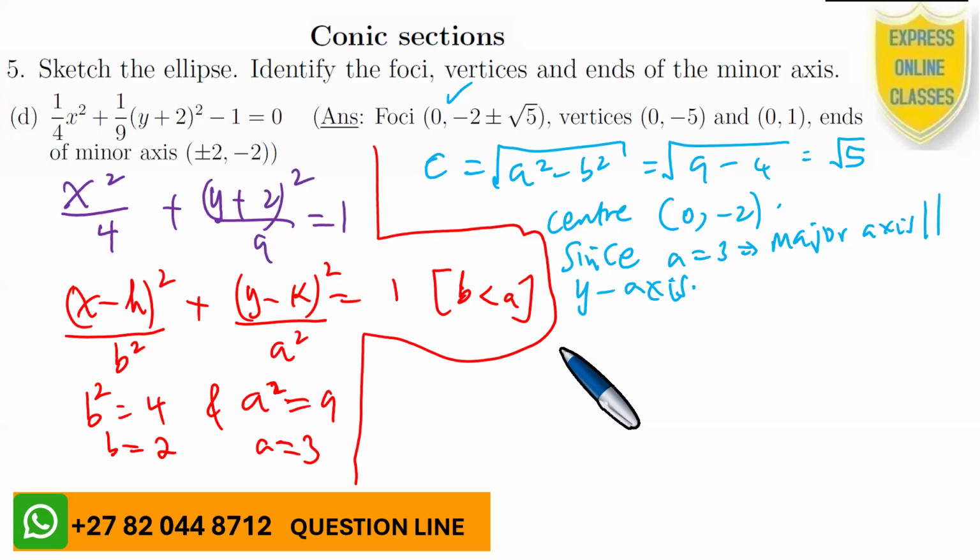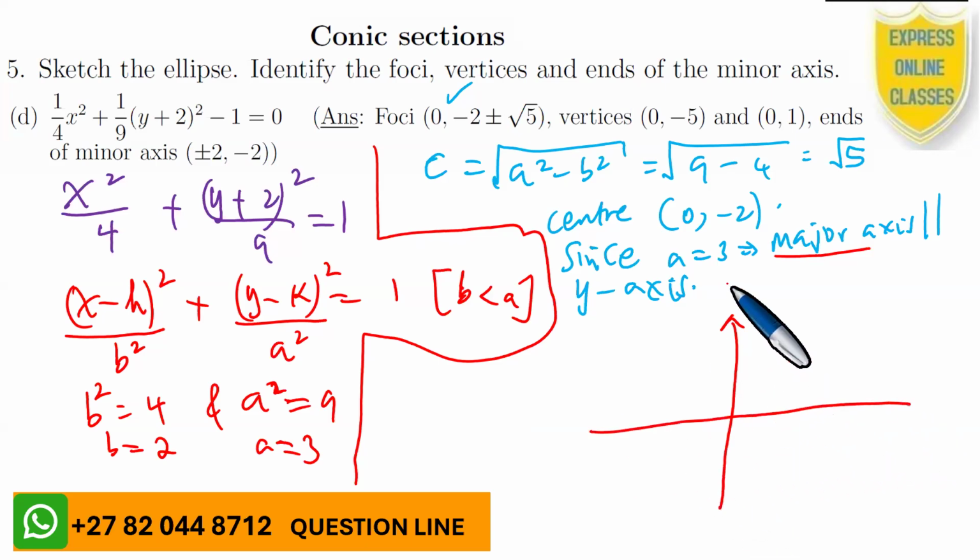Now let's continue with our analysis of this. Why is this major axis so important? Well, because now we must know, because the foci is from the center. When you draw this graph, you'd have to position the center. When you position the center, let us have a rough sketch of what is happening here, because we need to sketch this. So the major axis is parallel to the y-axis. So it's going to be vertical, sort of.